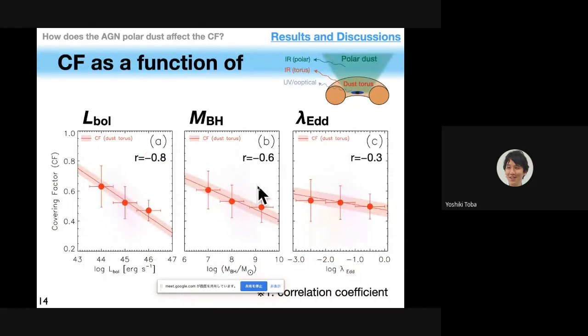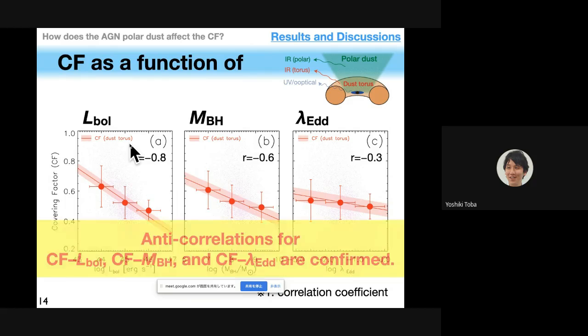All right, so here I'm showing the dependence of covering factor on bolometric luminosity, black hole mass, and Eddington ratio. We confirm an anti-correlation with those three quantities, which is consistent with previous and recent works.